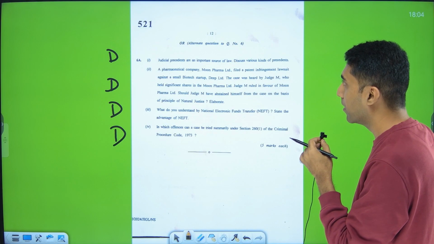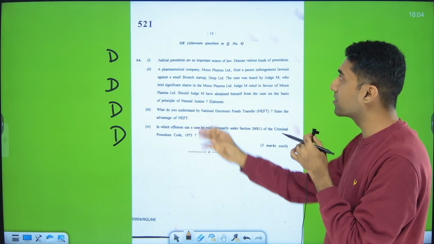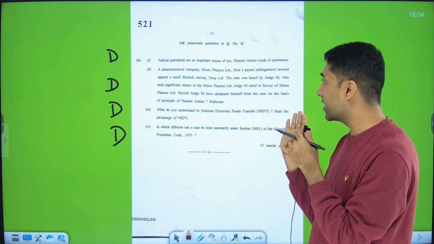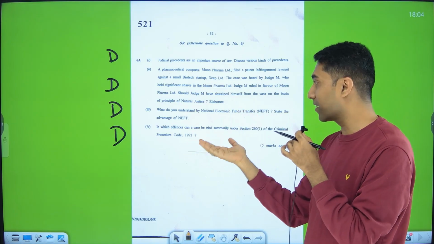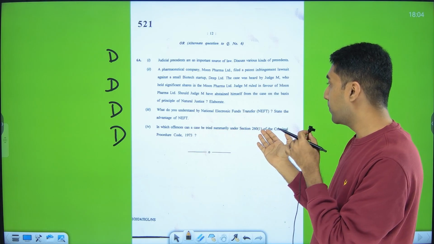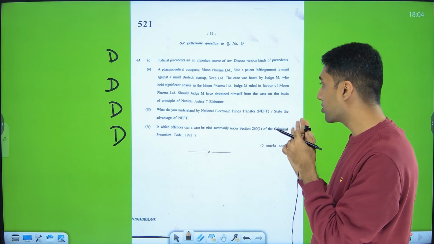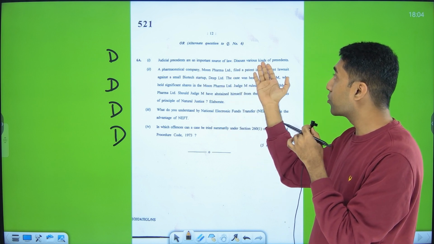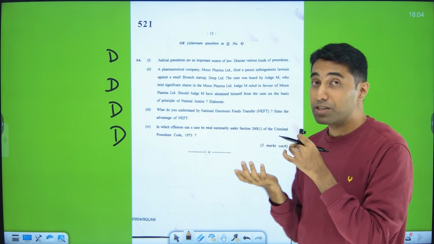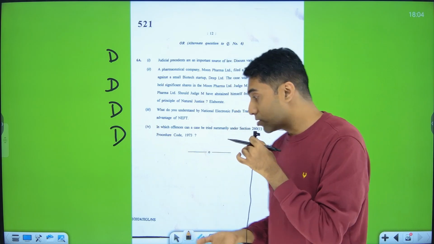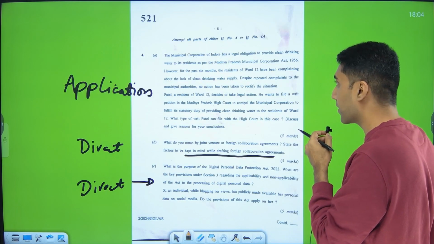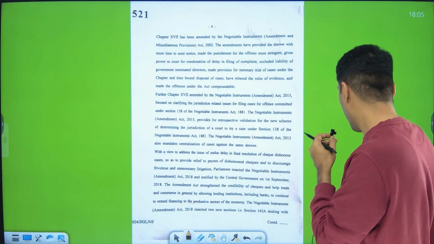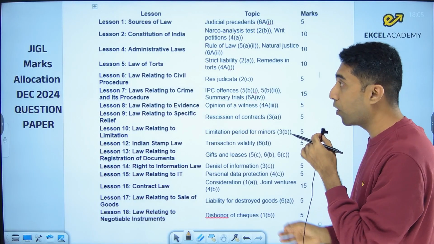See, again, if you see here, yes, you have quite a few, but look at this. Question number 6A. All of them are direct. What is NEFT? State the advantages of NEFT. Correct. Which offenses can be tried summarily under section 260 of the Criminal Procedure Code? Correct. This is also direct. Judicial precedents are an important source of law. Discuss the various kinds of judicial precedents. It is not at all difficult. So if you say this is difficult, that means you have not at all studied and you've simply gone to the exam. I'm not saying it's easy, but definitely this is not a difficult paper.